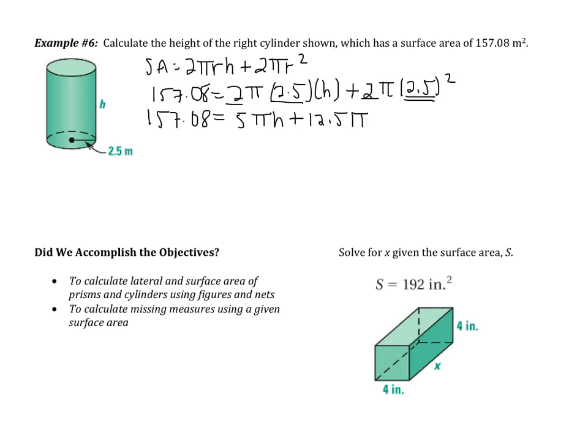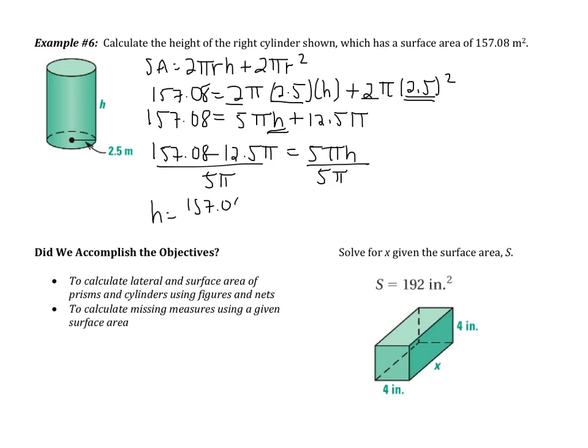Okay, so moving on and solving for h. I need to get h alone, so I'm going to subtract the 12.5 pi. So I have 157.08 minus 12.5 pi equals 5 pi h. Last, I'm going to divide by 5 pi, divide by 5 pi. So h is equal to 157.08 minus 12.5 pi all over 5 pi.